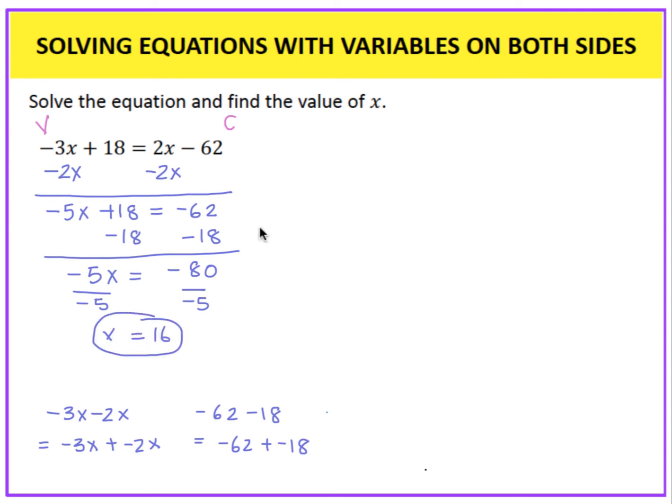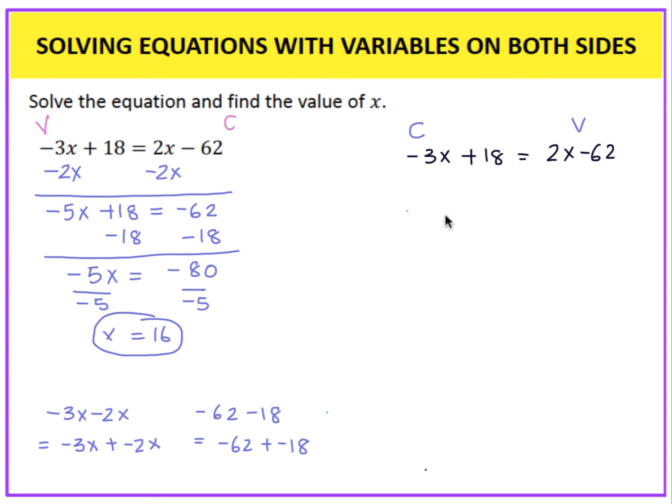Now you could very well have done the problem with constants on this side and variables on this side. And why don't we do it that way? So let's rewrite the problem. You have negative 3x plus 18 equals 2x minus 62. Now what if we decide that you want variables on this side and constants on this side? Will you get the same answer?